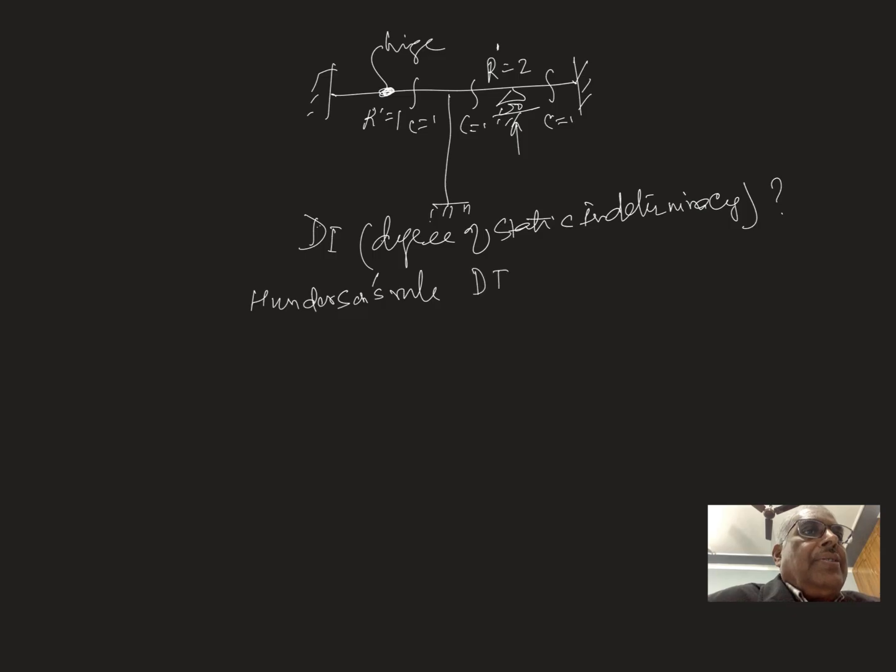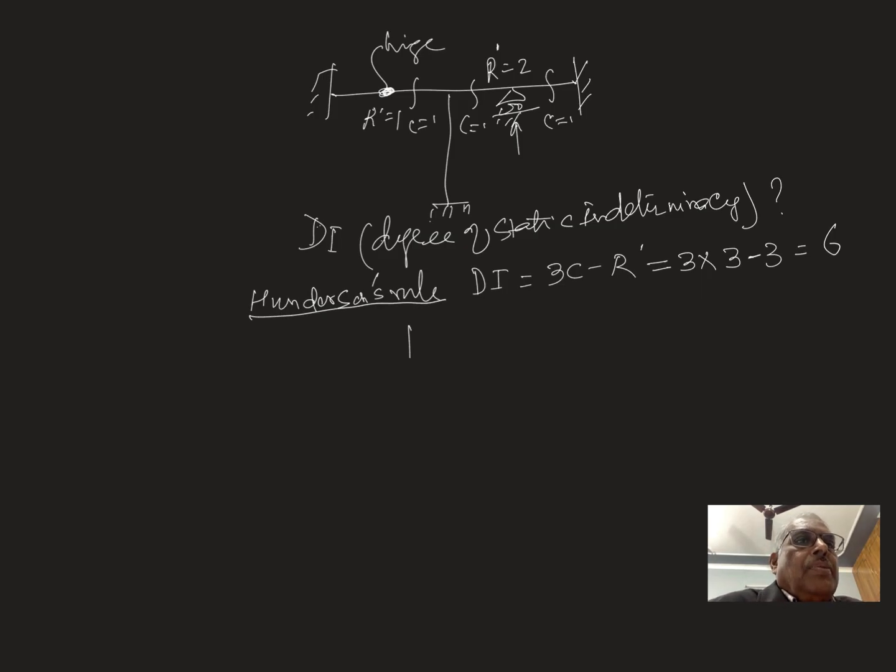Then DI is equal to 3C minus R dash for a plane structure. How many cuts have we made? 3, so 3C is 9. And how many restraints? 2 and 1 here, so 3. So 9 minus 3 is 6. So DI is 6 by Henderson rule.